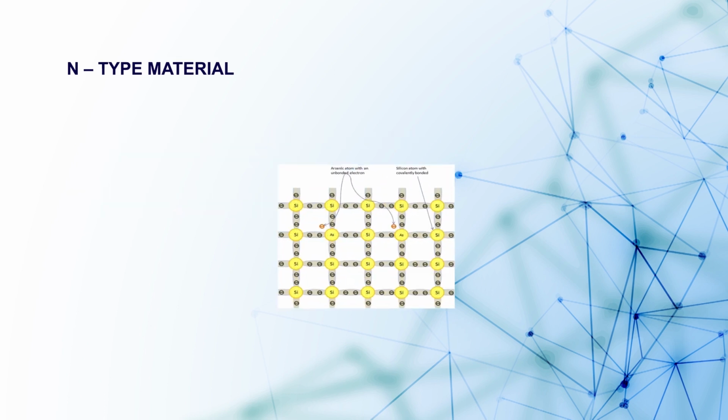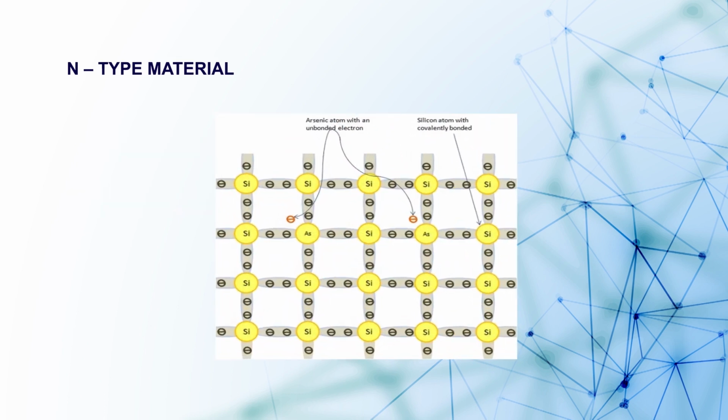The below figure shows the formation of n-type material where pentavalent elements are added to the pure intrinsic material and n-type material is formed since free electrons are present. These free electrons also represent the negative charges. So, that is why the material formed is called n-type material.